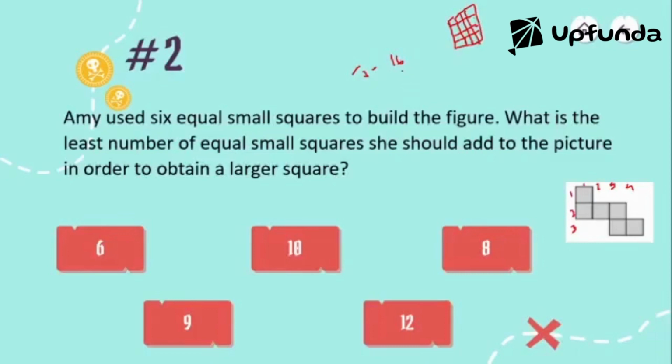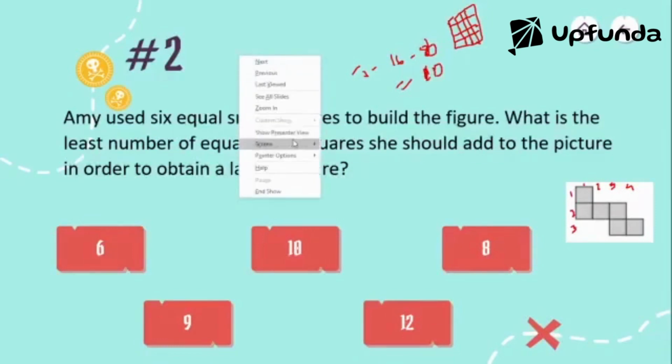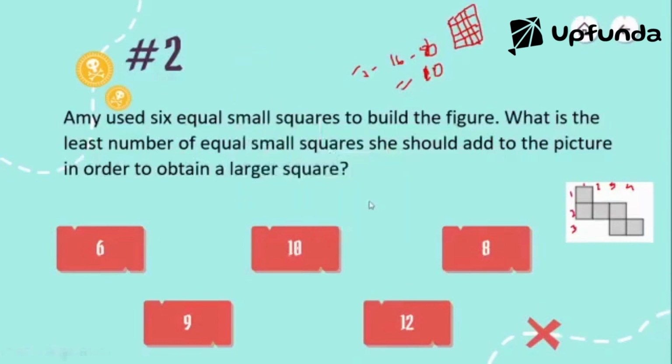Okay, so she needs 8 more squares. Sorry, 10 more squares. Total minus present squares, that is, sorry, she has 6 small squares. So total minus 6, that is 10 more squares Amy needs to build a big square.